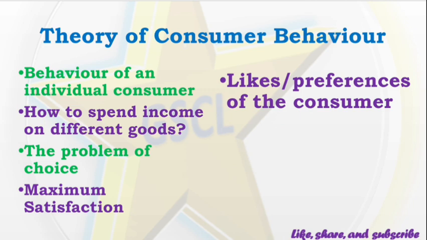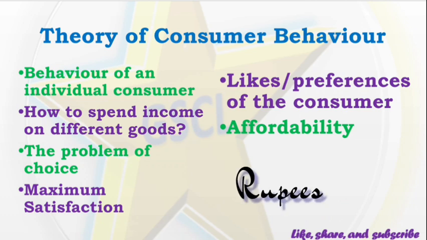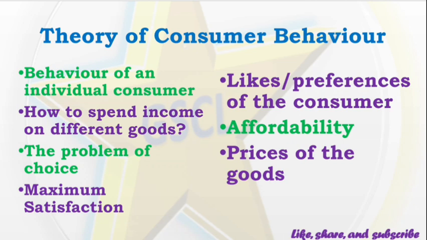Then we have affordability, whether the consumer has enough rupees needed to purchase or whether it is possible to pay through EMIs. Next, prices of the goods, whether the price is high or low and whether the product is available on discount or not. And lastly, the level of income earned by the individual also influences the purchasing patterns.